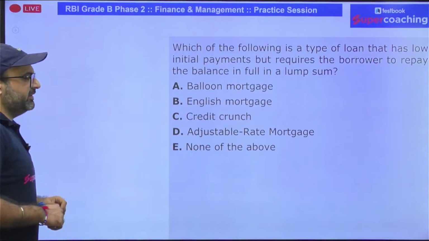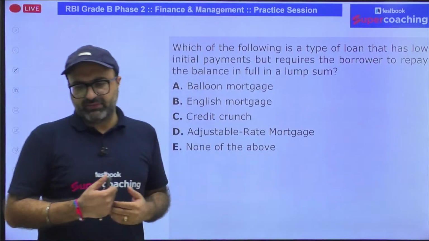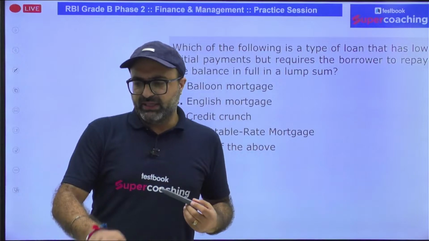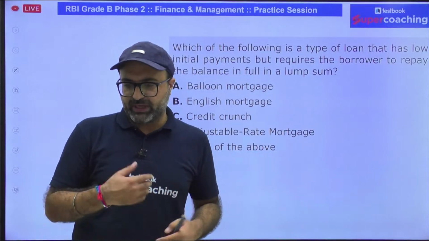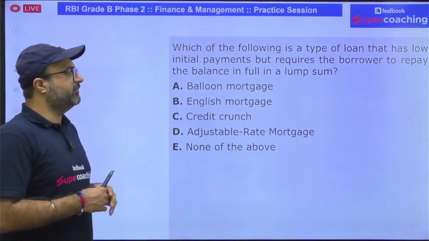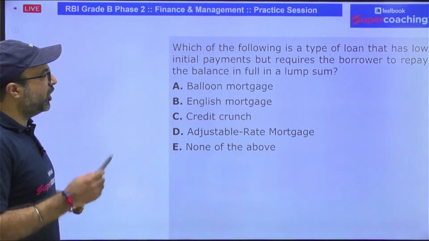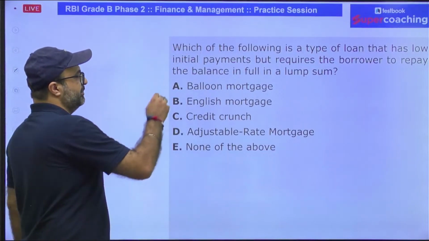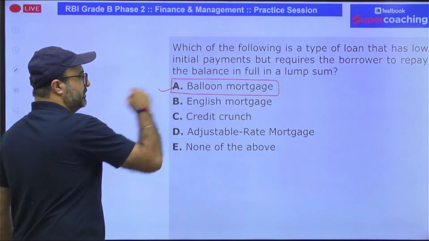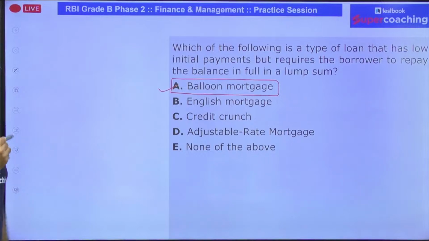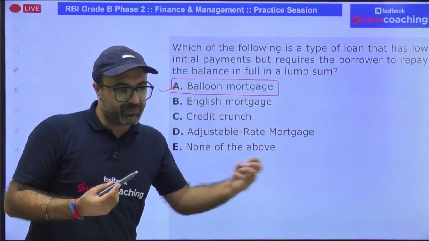So basically we are talking about a type of loan in which in the starting the initial payment is pretty low, and later on we pay the entire balance in the lump sum form. We call that type of loan a balloon loan, or balloon payment, or balloon mortgage. Remember that a balloon mortgage is basically a real estate related loan.